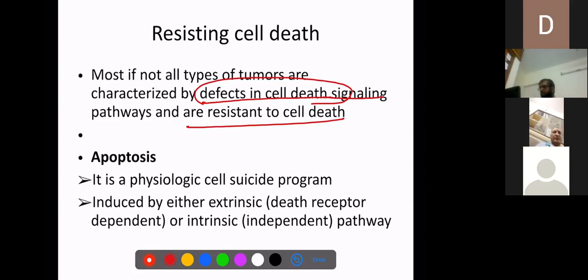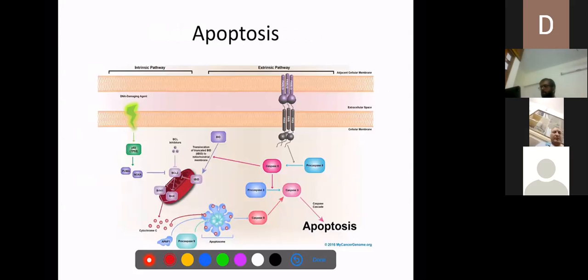It can be induced by an extrinsic or intrinsic pathway. The extrinsic pathway is activated by an external stimulus, which will activate caspase 8, and this caspase 8 activates caspase 3, leading to a caspase cascade and apoptosis. In the intrinsic pathway, any DNA damaging agent, for example chemotherapy or radiotherapy, damages the DNA.